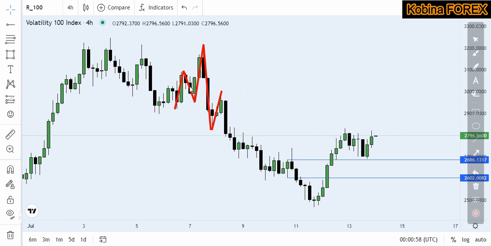Look at this bearish candle here. It retraced back into it, and then what happened? Boom. So where do you take your profit? Take your profit at this point.